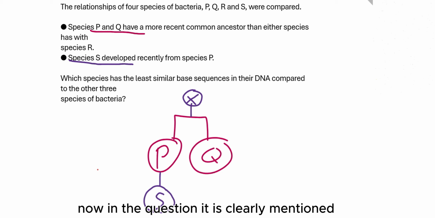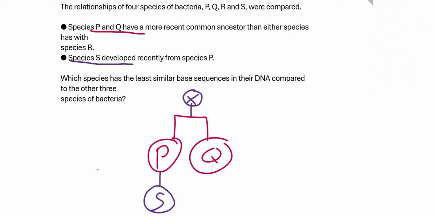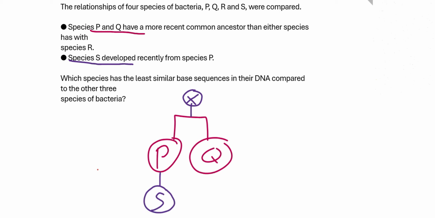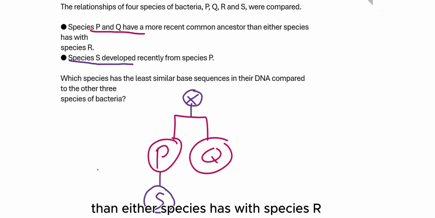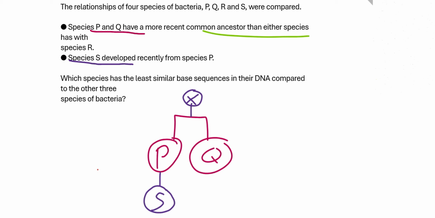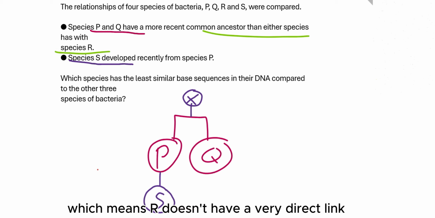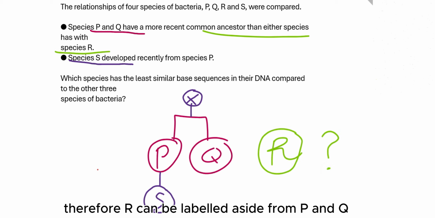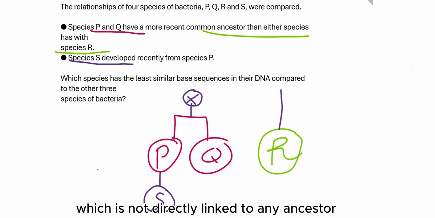Now in the question, it is clearly mentioned that P and Q have a more recent common ancestor than either species has with species R, which means R doesn't have a very direct link to P and Q. Therefore, R can be labeled aside from P and Q, which is not directly linked to any ancestor.